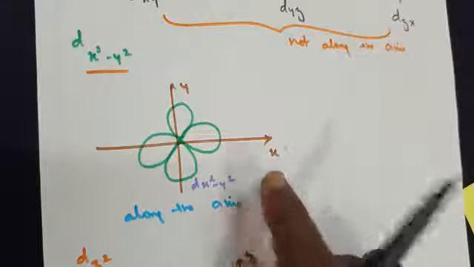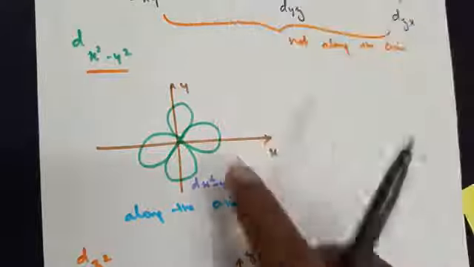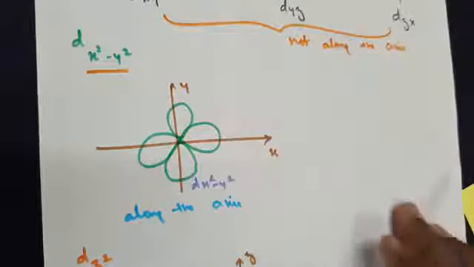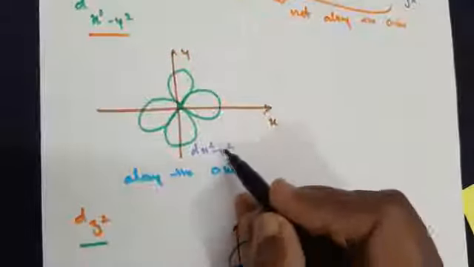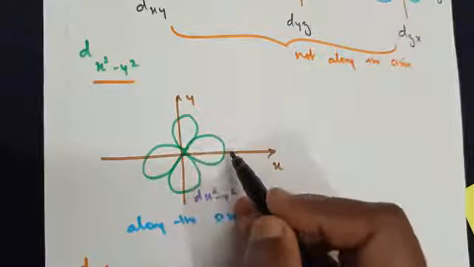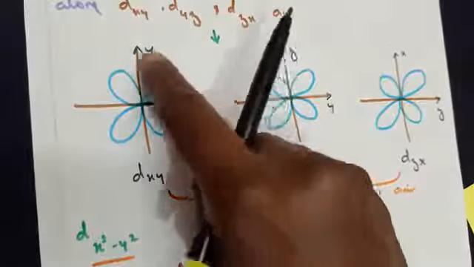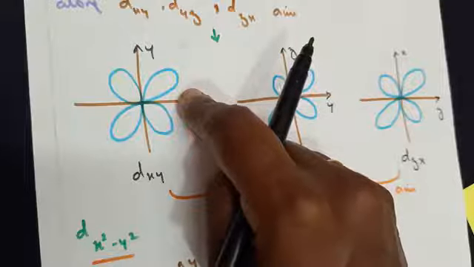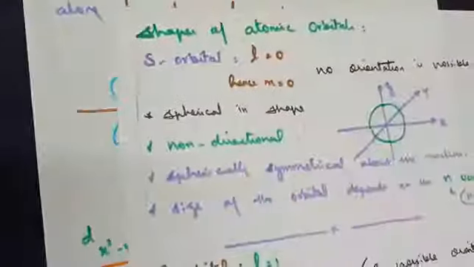Along the axis, like the p orbital, electrons are found along the x-axis and along the y-axis. In the chemical bonding chapter, I will be teaching you why they fall on the axis and why they fall in between the axes. All those details you will learn in chemical bonding. Right now I'm teaching you only the shapes of the degenerate orbitals.